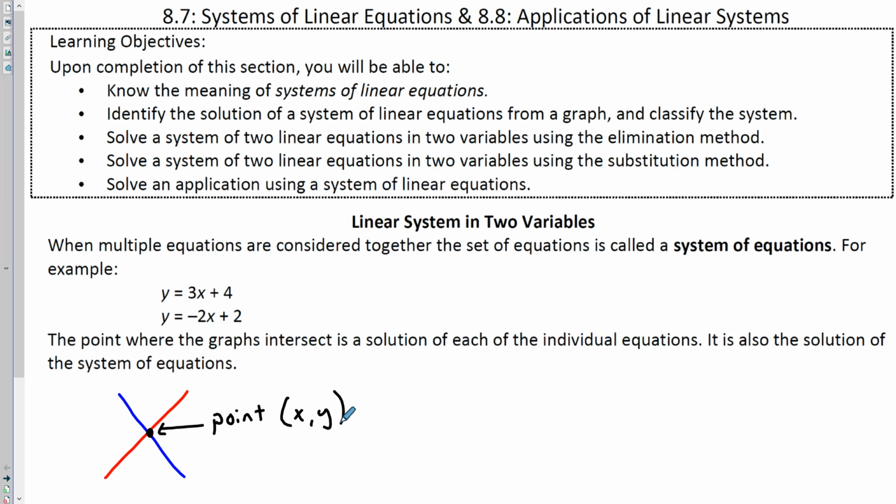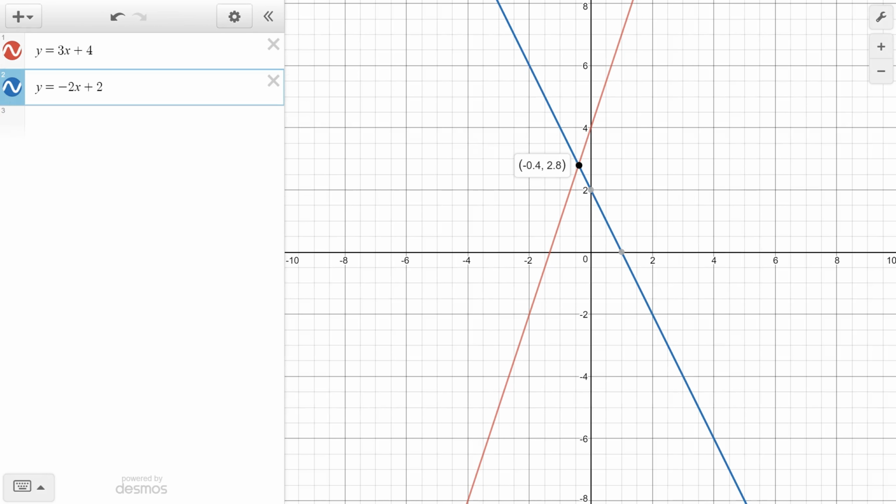Now that seems very straightforward, very simple. The issue is that graphing may not always be the best way to find those points, and it's not always straightforward to locate that position. Just as an instance, I went ahead and graphed those two equations. The red line that you see is 3x plus 4, the blue line is negative 2x plus 2, and here the intersection point is being identified by my graphing utility as x being negative 0.4 and y being 2.8. For me to identify that by hand without the aid of a graphing utility would be very difficult, if not impossible.